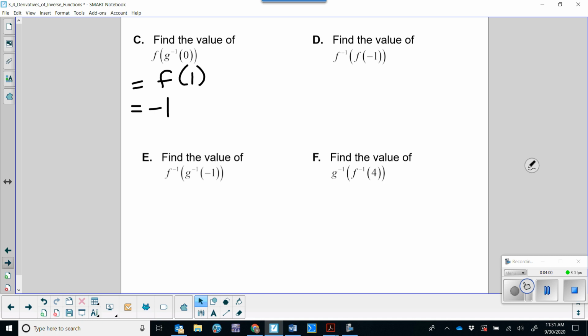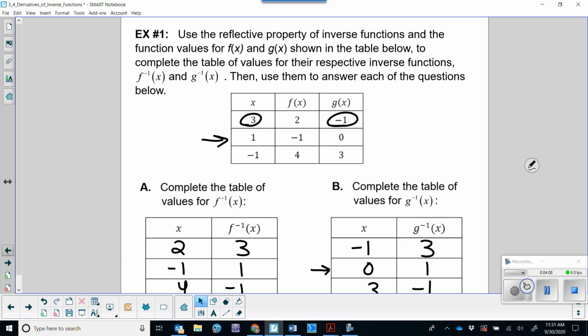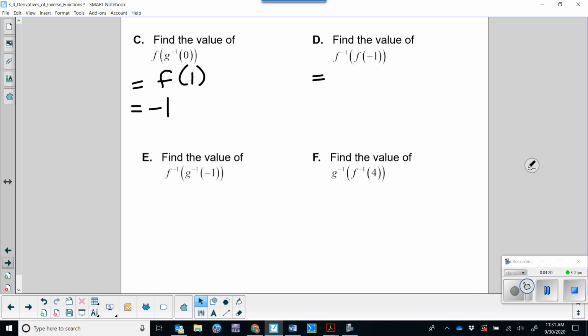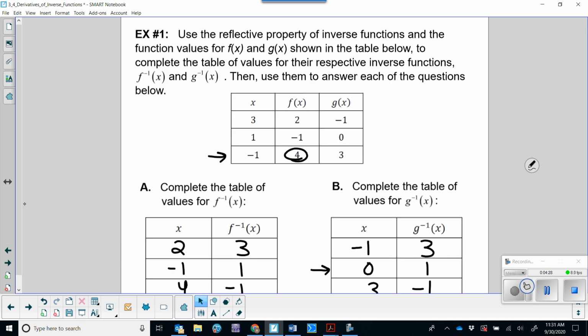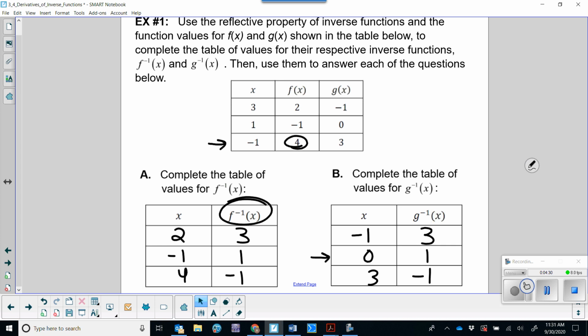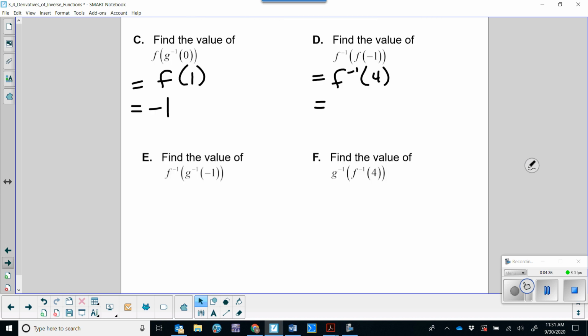So same thing here on D, we want to do f inverse of f of negative 1. So back to our table, f of negative 1, so that's going to be, right here is negative 1, and we want f, so that's going to be 4. So that means we're doing f inverse of 4, and then we go back to our tables, and this is the table for f inverse, we want f inverse of 4, and that's going to be negative 1.